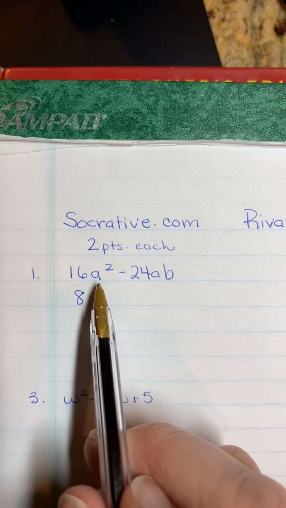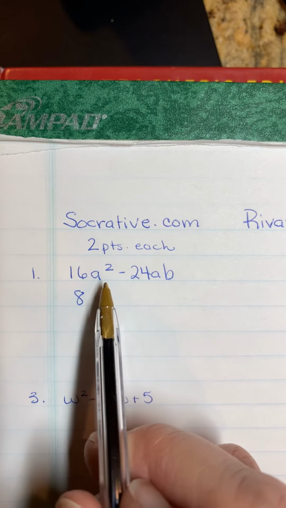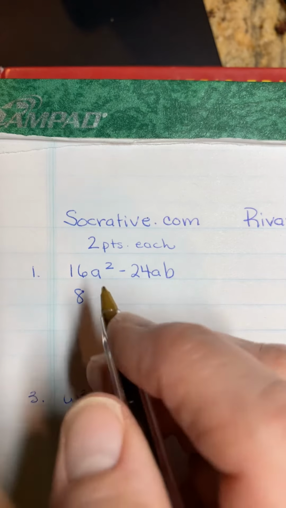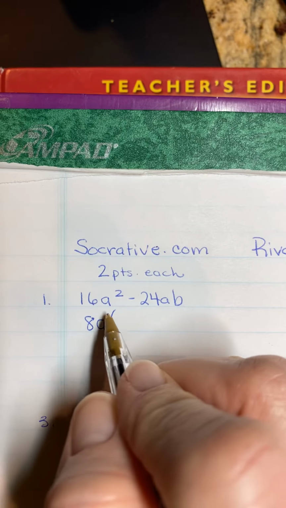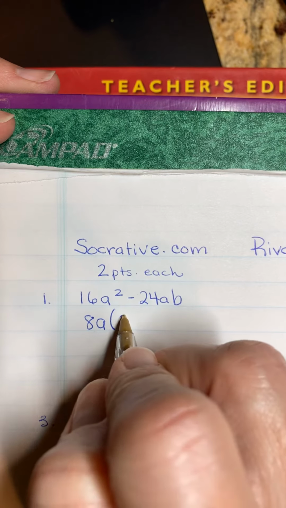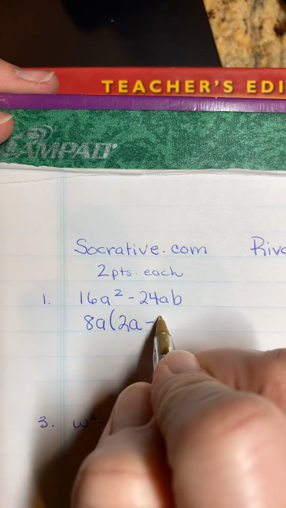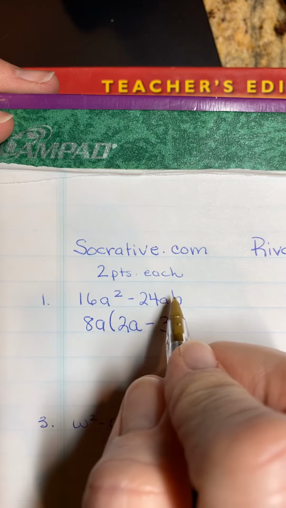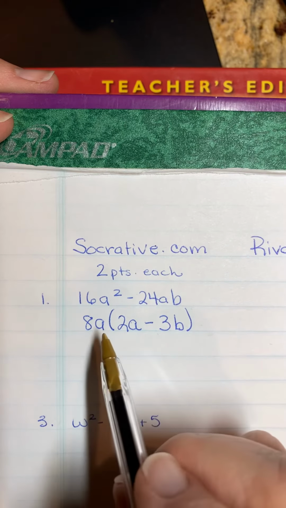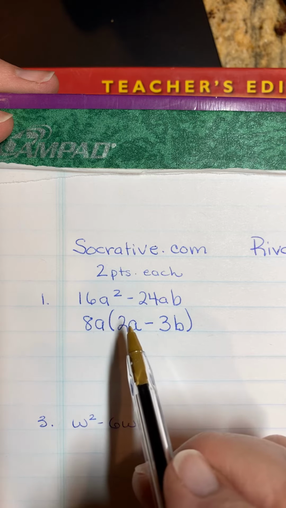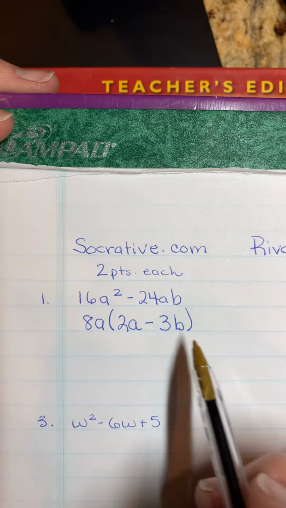And then we look at our terms, a squared and ab. The greatest common factor between these two would just be a. So we have an 8a out front. And then we say 8a times what would give us 16a squared? So that would be 2a minus 8 times what is 24? A times what would give us a times b? And then a great way to check this is to do the distributive property and make sure you get your original expression. So this is all that you would need to write.